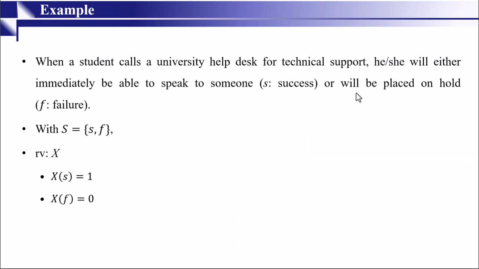Let's see an example. A student calls a university help desk. There are two outcomes, success or fail. We say S if they get help right away, or F if they are put on hold. So we have the sample space S and F. We define a random variable X, where X(S) is equal to 1, which means success, and X(F) is equal to 0, which is failure. So this is a simple yes or no scenario.